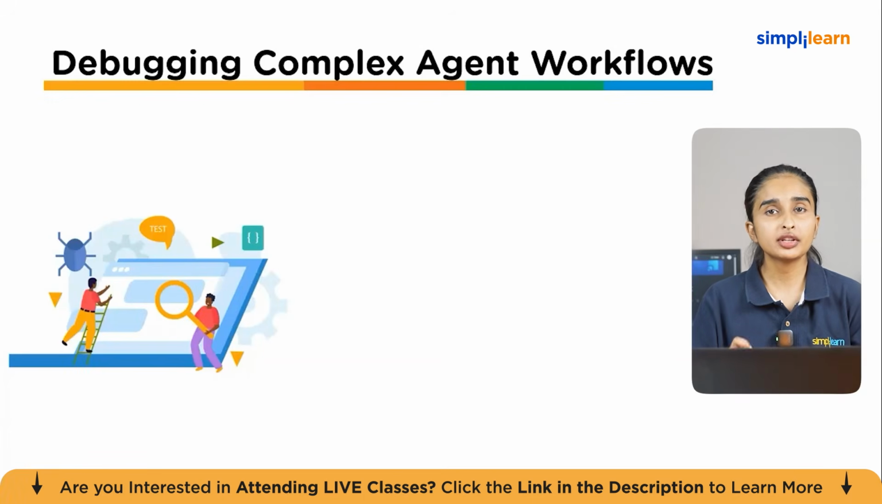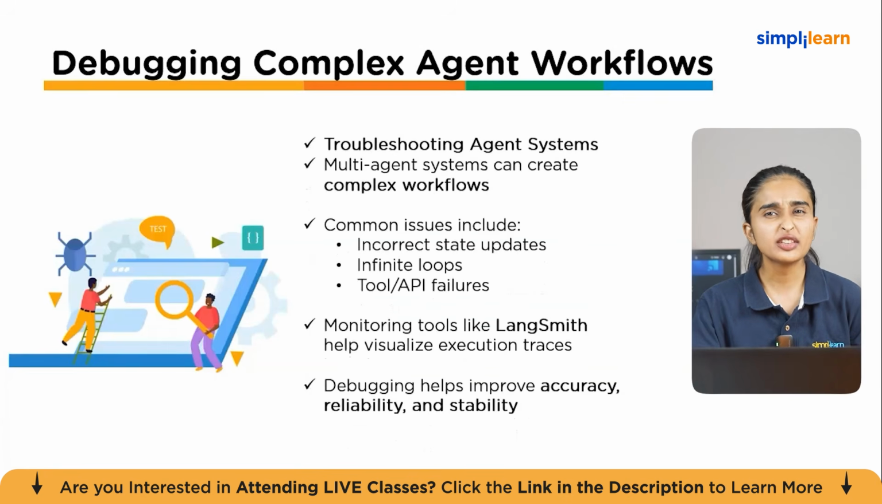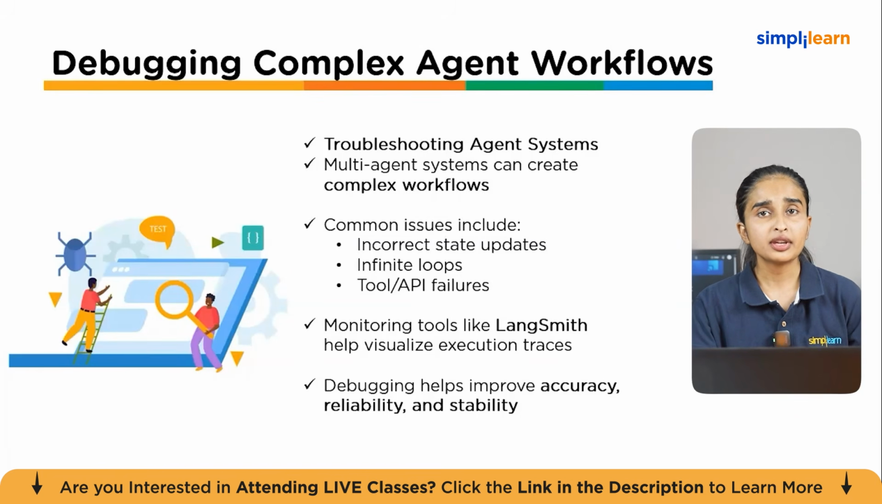Now we shall move on to debugging complex workflows, because once systems become more advanced, problems also become harder to spot. Multi-agent systems can create complex workflows, and when many steps are involved, even a small mistake can create a chain of errors. Some common issues include incorrect state updates, where the shared information is changed wrongly. Another issue is infinite loops, where the system keeps repeating steps and never reaches a proper end. Tool or API failures are also common, especially when the workflow depends on outside services.